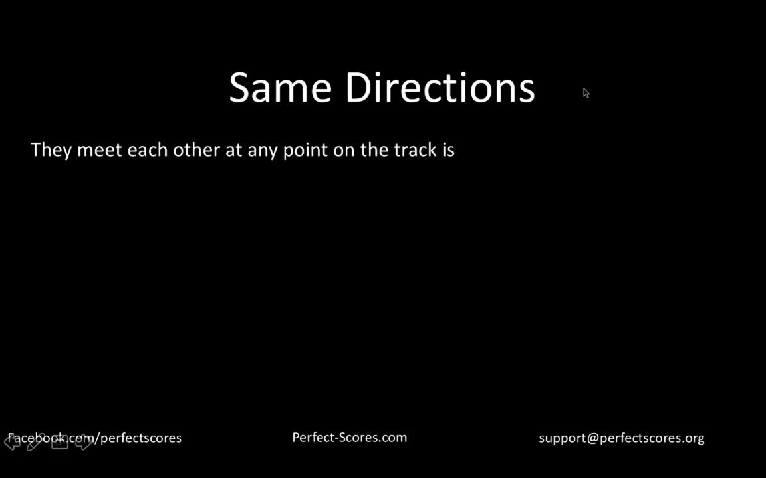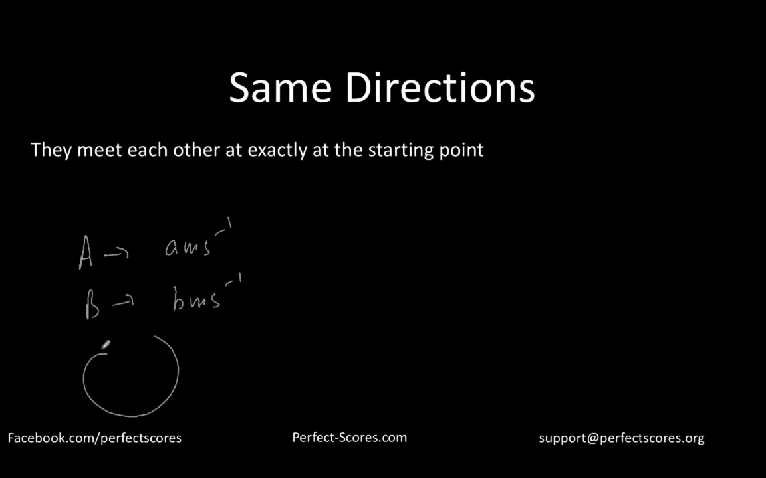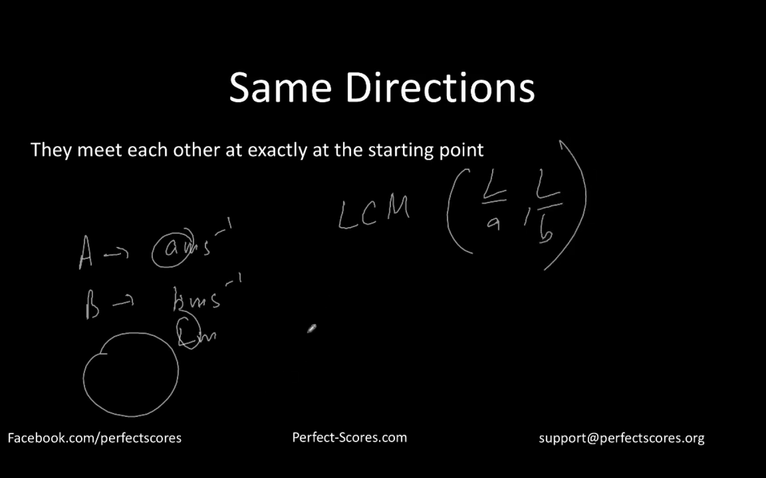Let me just go ahead and generalize this. If A is traveling at A meters per second, B is traveling at B meters per second, and the whole lap is of L meters, then they're going to meet each other at the LCM of L over A and L over B. And again, I personally don't follow the formula approach. I'm giving it to you because that's another way to do it. But I personally always follow the logical approach, which I just did there in trying to show you with numbers. That is the approach that I like to follow.